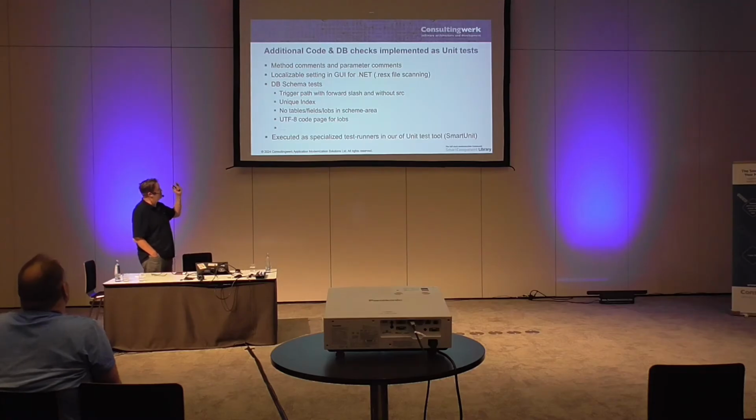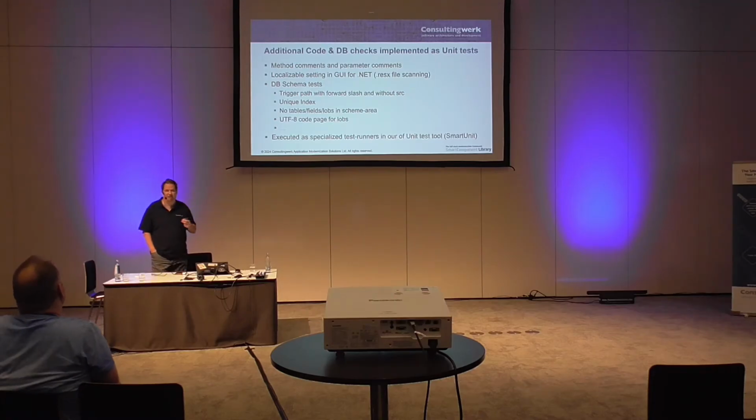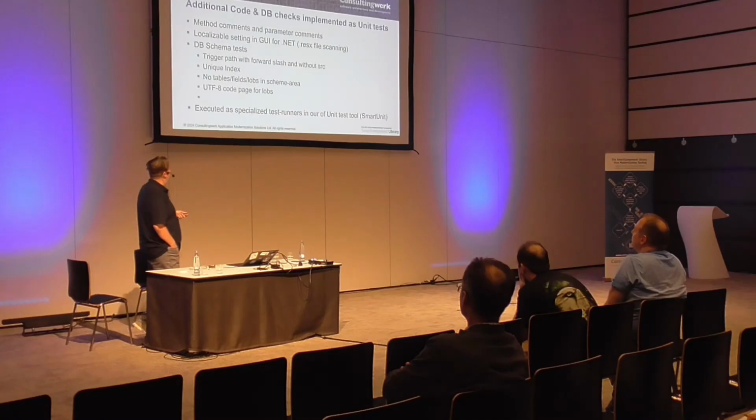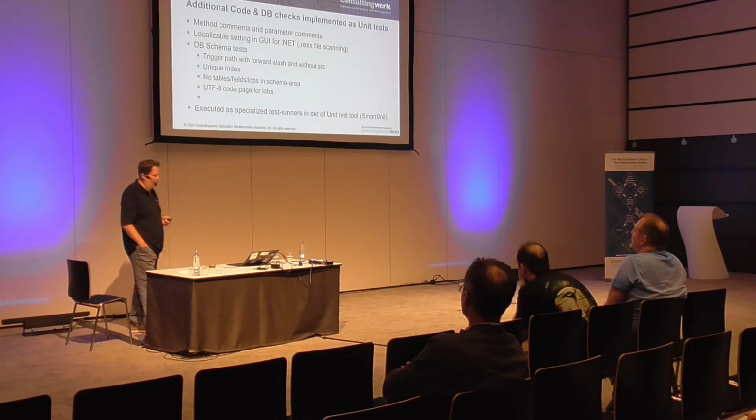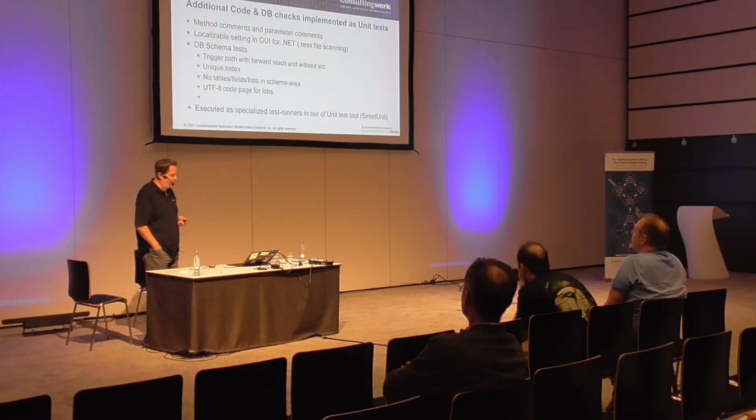We check whether the trigger path in the data dictionary has been inserted with forward slashes and without the SRC prefix, because that is a mistake that probably everybody made, backslash paths in triggers, and they fail to run on Linux. We want all of our tables to have a unique index, so we unit test for that. We don't want to have tables, fields, or LOBs in the schema area. We want to use UTF-8 for all the BLOBs and all the CLOBs.